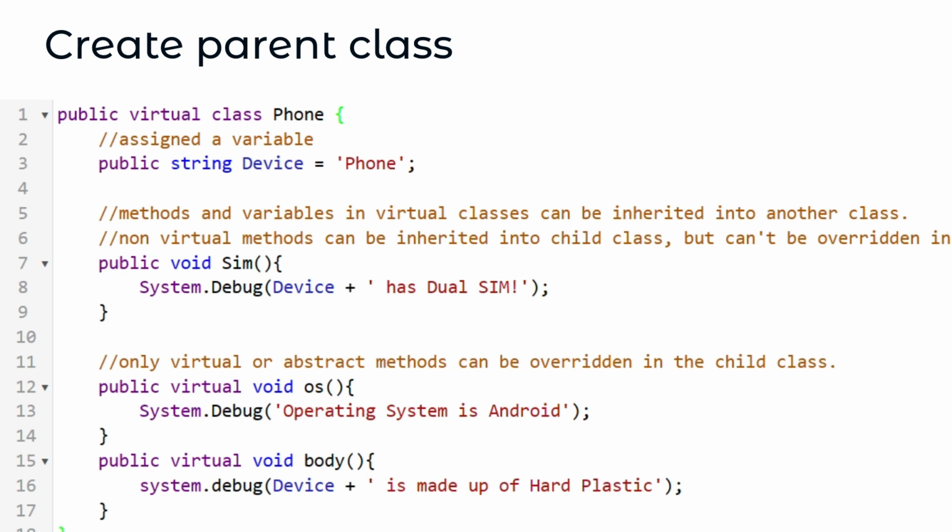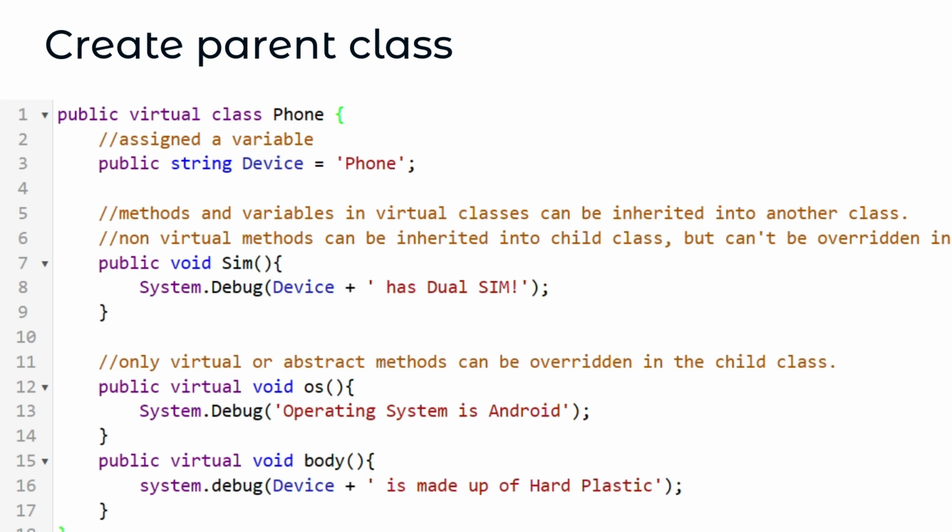Now, let us create a parent class called phone. I have defined a variable called device and assigned a value called phone to it. Keep a close watch on the device variable as we move forward. Then I have created a non-virtual method called sim. From line 12 to 17, I am creating two virtual methods. On line 16, I have used the device variable.